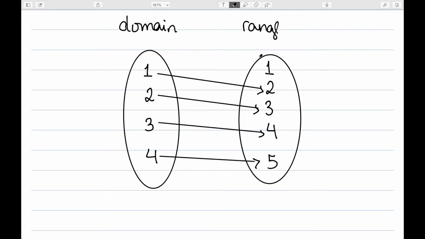Here's another one. Here we see an issue of this 1 right here on the range. There's no arrow for that one. So everything in the domain has an arrow, and everything else in the range does, but not this one. However, that's perfectly fine. We don't need every element in the range to have an arrow pointing to it, so this is an actual function.